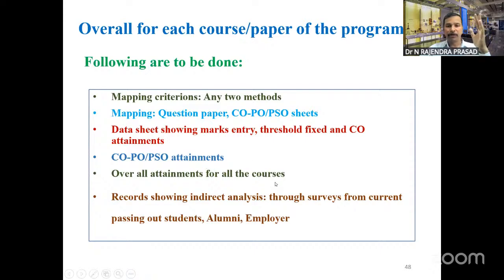Overall attainment for each course from the internal assessment test and the end semester examination. Then the overall attainment from the direct and indirect assessment. All the records you should procure in your department, showing the indirect analysis, meaning the survey forms you have received either in the online mode or in the offline mode.